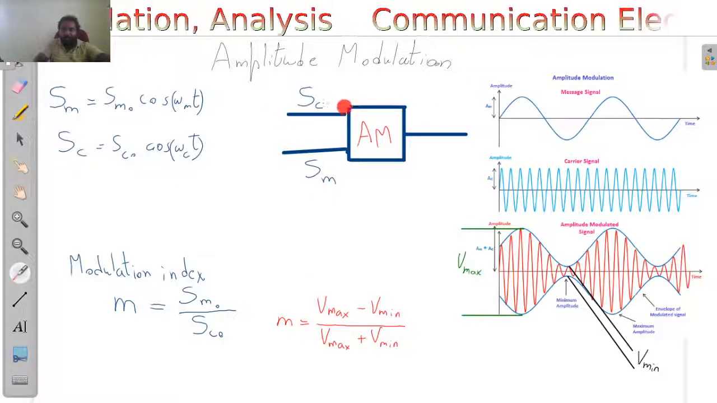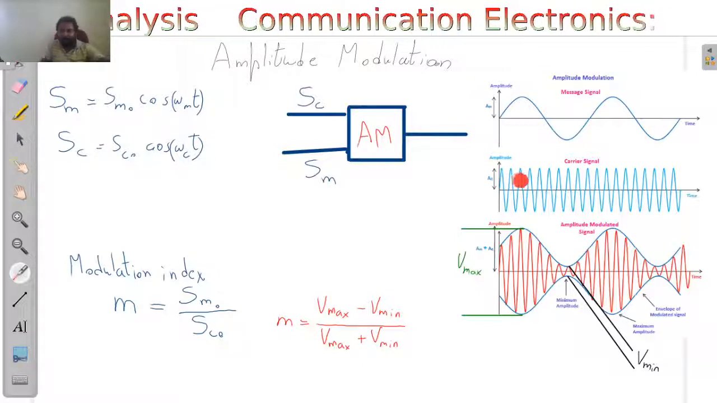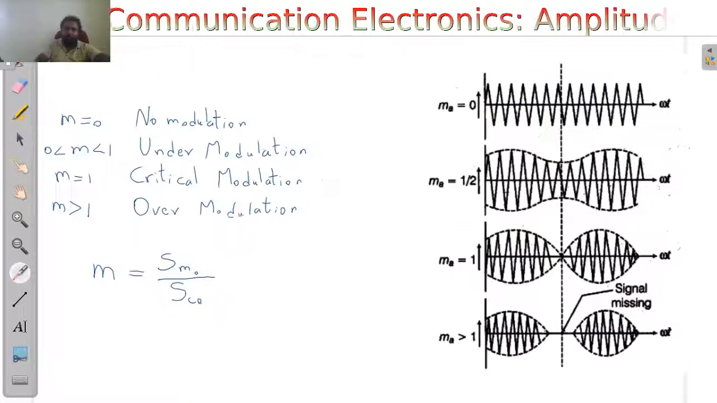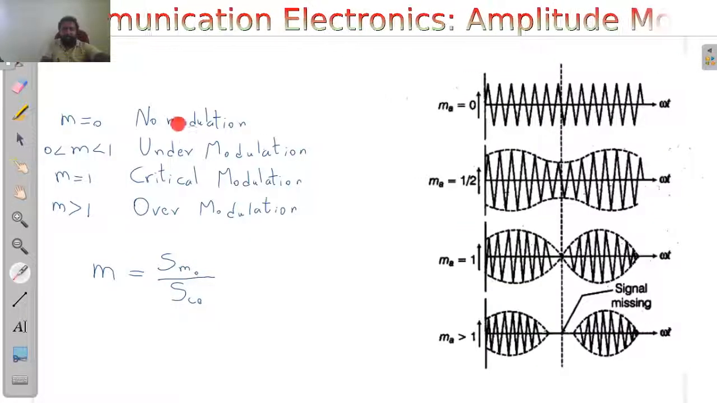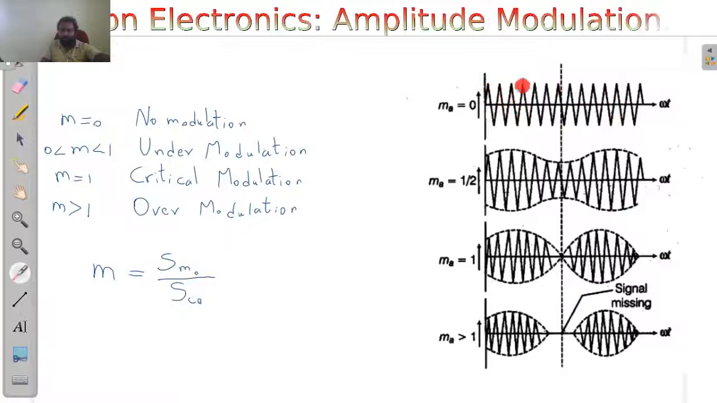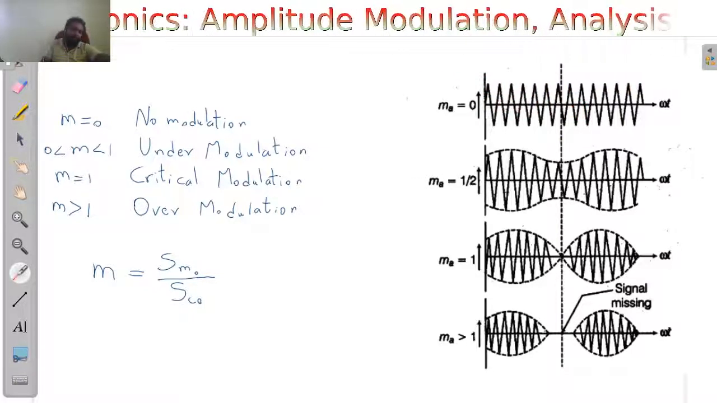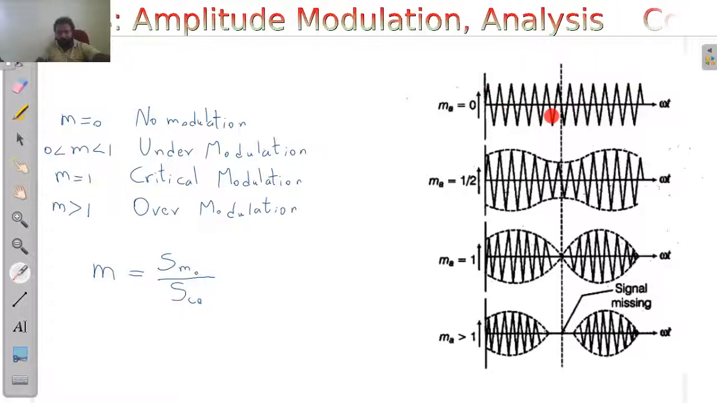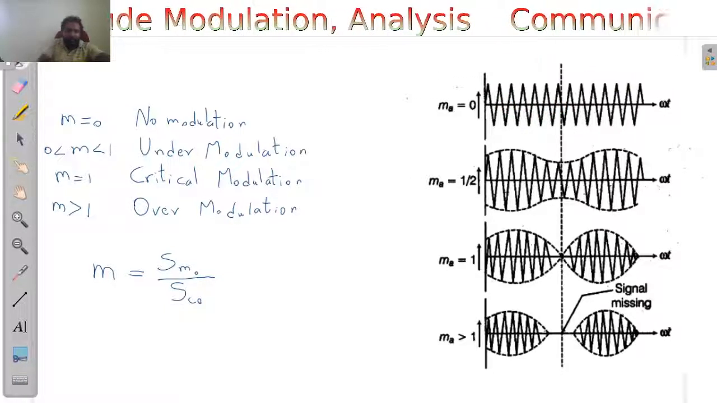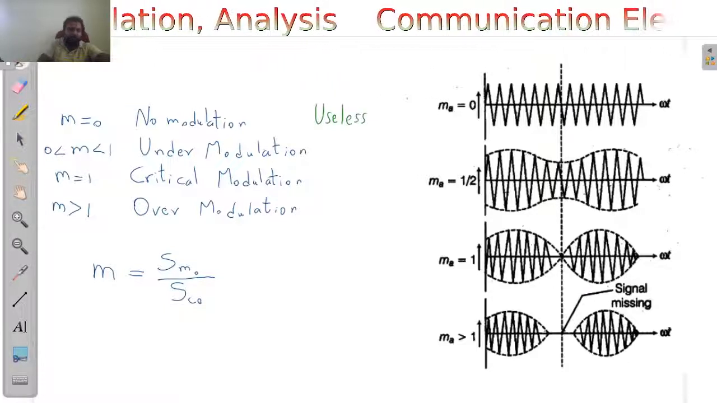So the entire SC, that is your carrier signal, passes to the output, and you get a constant peak amplitude carrier signal at the output. So that case is a no modulation condition. This one represented here is a no modulation. Nothing is being modulated. Its envelope is not changing. Its envelope is parallel to the x-axis. So nothing is changing. That is called no modulation condition. And I can write that as useless. We are not going to use it.